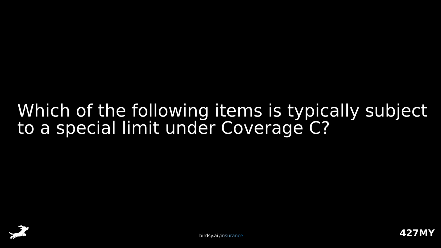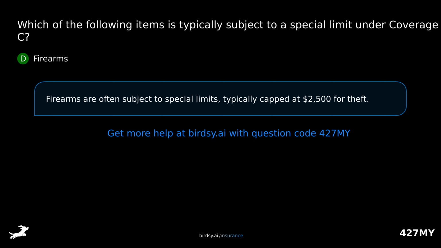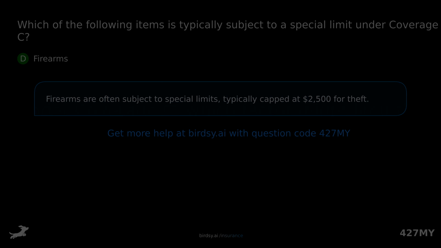Which of the following items is typically subject to a special limit under Coverage C? Is it A, furniture, B, clothing, C, kitchen appliances, or D, firearms? The answer is D, firearms. Firearms are often subject to special limits, typically capped at $2,500 for theft.